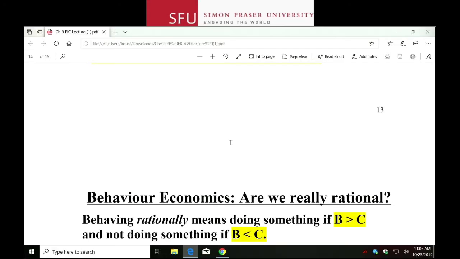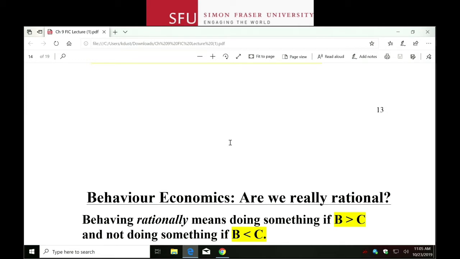All right, so the other part of Chapter 9 is called Behavior Economics, and it's about whether or not people actually make rational decisions. And it turns out we often don't. Okay, so the word rational for economists just means that anybody does something when the benefit covers the cost, or the benefit's greater than the cost, or at least equal to the cost. Okay, so that's the idea of being rational.